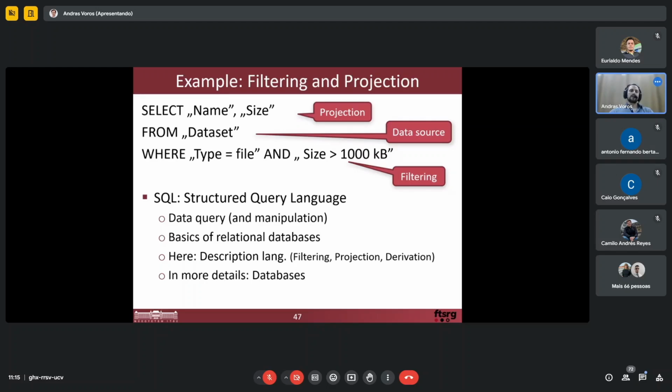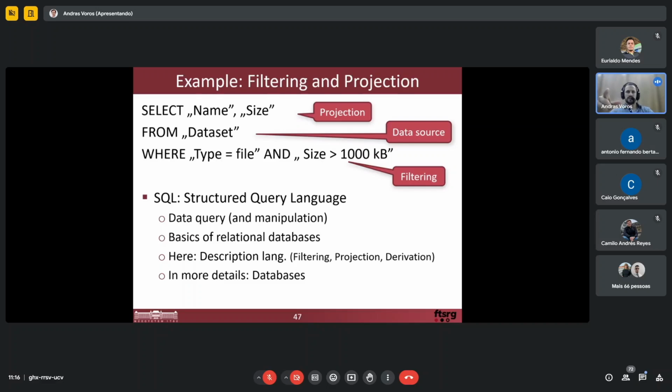So SQL, that is called structured query language. That is a data query and manipulation language, and that is the basics of relational databases. And we can use it as a description language to define filtering, projection, and derivation. And if you learn about databases, you learn much more about these query languages.